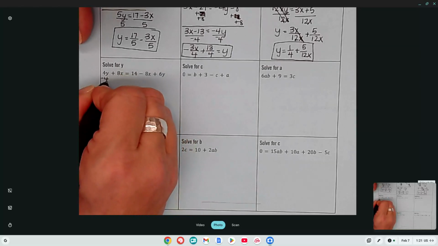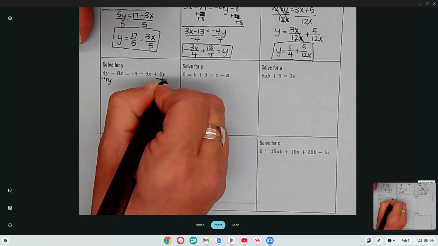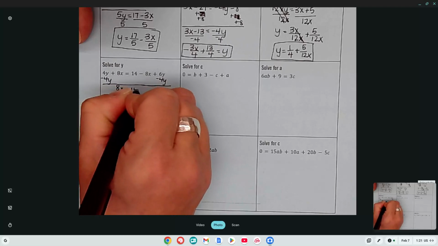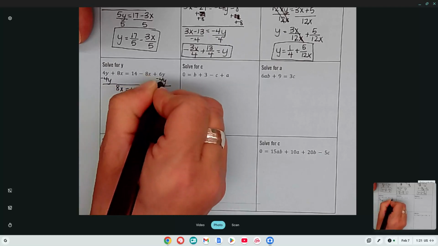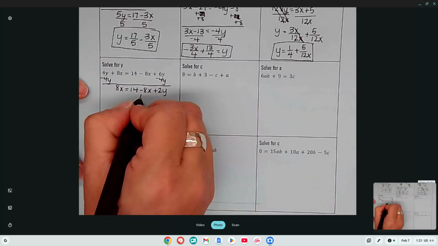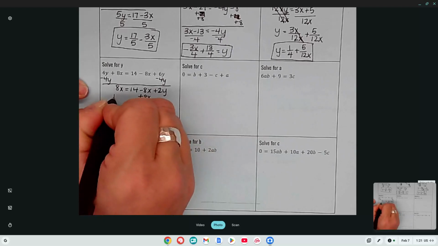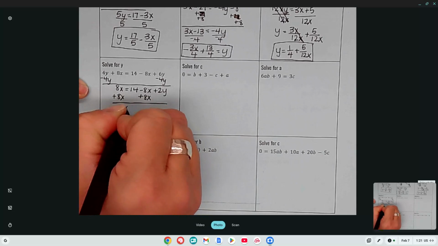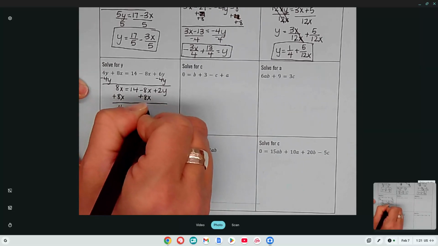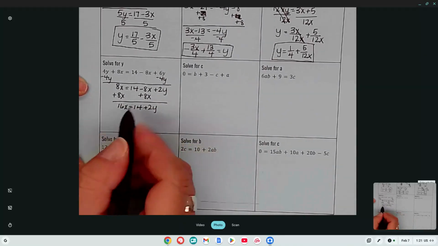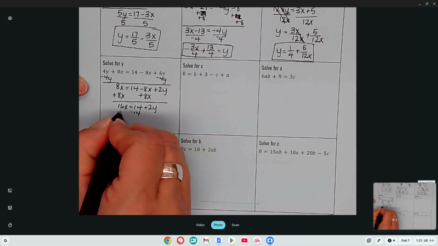I can move this over and combine it with that y. So then I have 8x here, 14 minus 8x. Then this would be plus 2y. I can add 8x. So 16x equals 14 plus 2y. Then I want to move this over here, so minus 14.